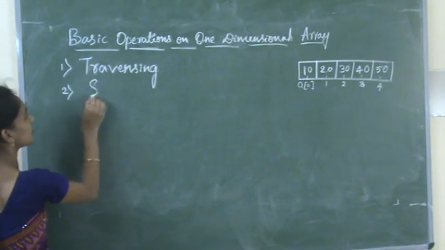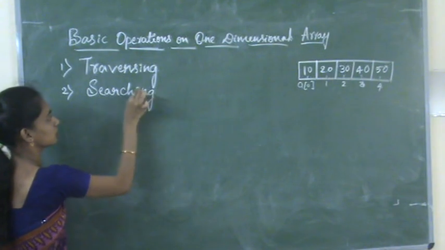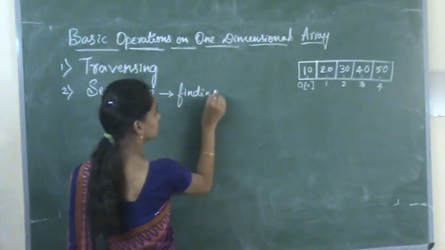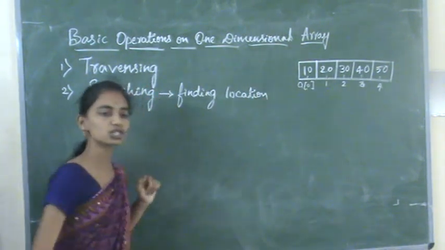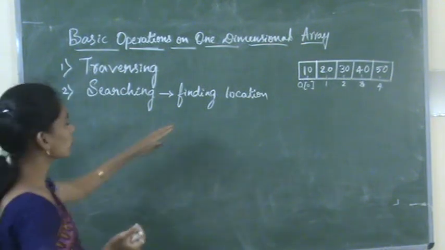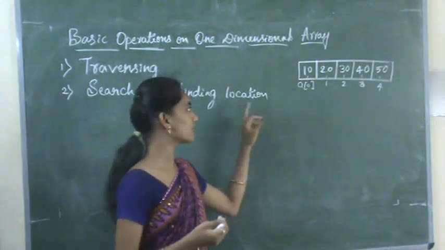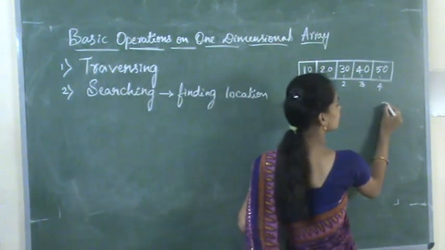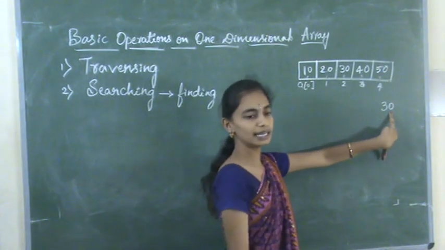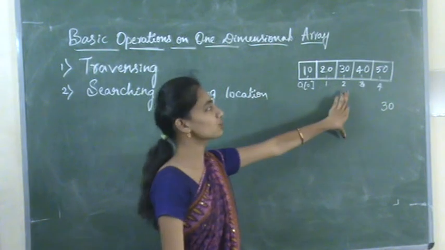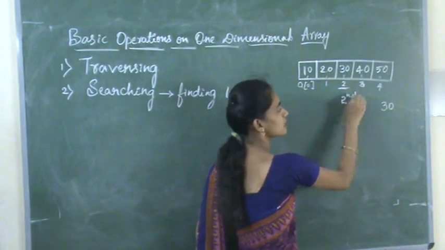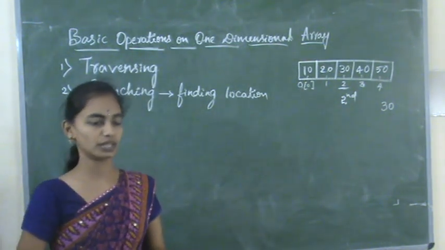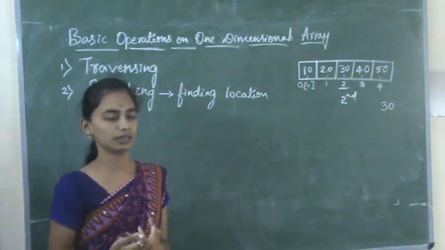Next, the second one is searching. Searching means finding the location of an array element, where the element is present. Suppose we are searching for the element 30. In which location is the element 30 present? It is present at the second location. That we call searching. Searching means finding the location of an element in an array.